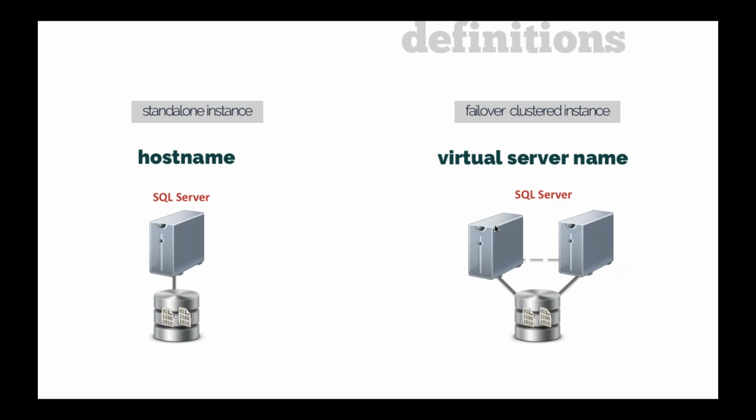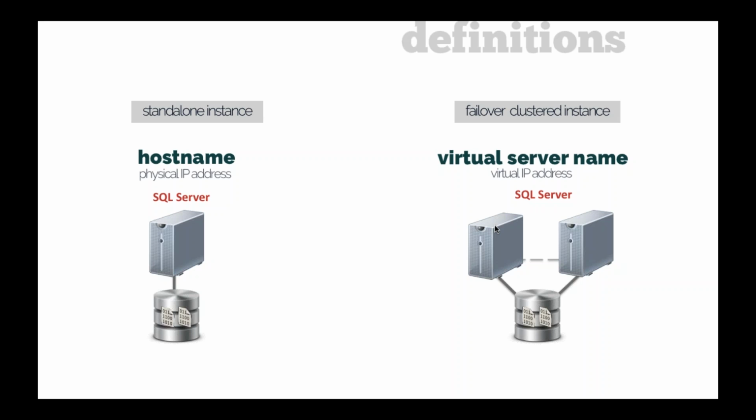Let's start off with the host name. In a standalone instance, the SQL Server instance name will use either just a host name if you're dealing with a default instance, or the host name / instance name if you're using a named instance. So the host name in a standalone instance is equivalent to the virtual server name for a failover clustered instance. It's also equivalent to the availability group listener name in an availability group.